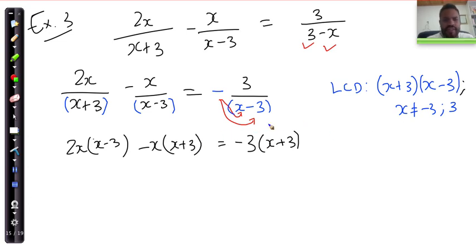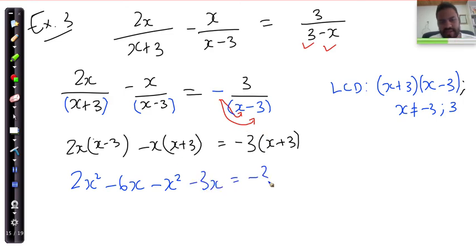Okay, so now we just multiply our things. 2x times x is 2x squared. That's going to give me negative 6x. That's going to give me negative x squared. Okay, and that's going to give me negative 3x. Multiplying this over here is going to give me another negative 3x, and that's going to give me negative 9, right? And so now let's cancel out things. We can clearly see negative 3x's on both sides, so that falls away. 2x squared minus x squared leaves me with 1x squared. That's done. Okay, and then I've got negative 6x, and I've got positive 9 if I bring it over, and that is equivalent to 0, right?